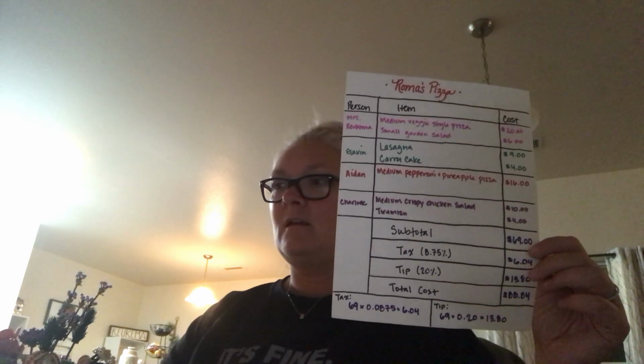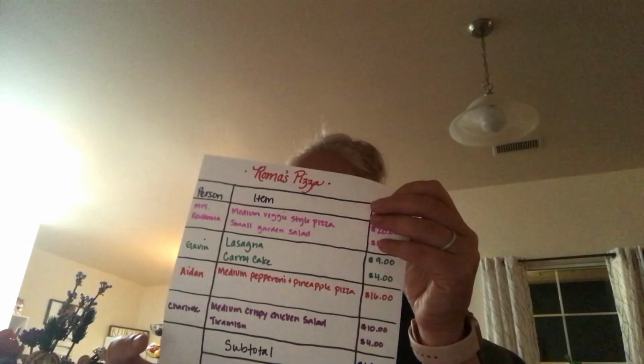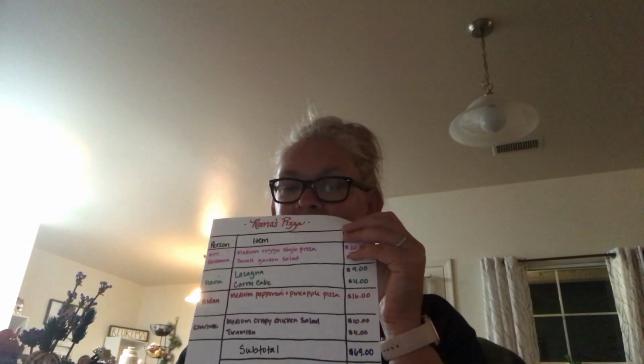Okay? All right, you guys have about 20 minutes or so to work on this, and then we're going to reconvene as a whole group so that everybody can have a chance to share with us what they ordered, how they came up with their tax and tip, and let us know what their final cost was, okay? Have fun, ladies and gentlemen.